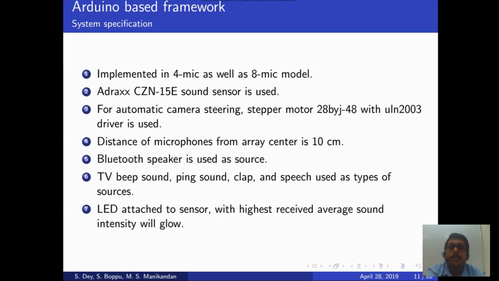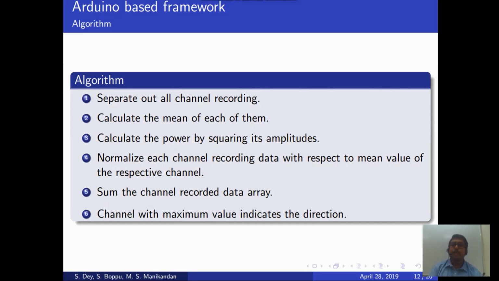For automatic camera steering, a 28BYJ48 stepper motor with a ULN2003 driver is used. The distance of microphones from the array center is 10 cm. A Bluetooth speaker is used as the source. TV beep sound, ping sound, clap and speech are used as types of sources. The LED attached to the sensor with the highest received average sound intensity will glow.